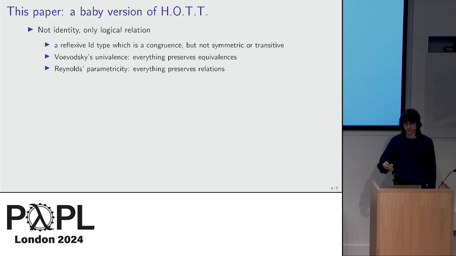So just as Voevodsky's univalence says that everything preserves equivalences. Whatever you write in type theory, you cannot distinguish equivalent things. And Reynolds parametricity says something a bit different. It says that everything preserves relations. So neither of these two principles is more general than the other, but sometime in the next talk, we will hear about how they can play together at the same time in certain type theories.